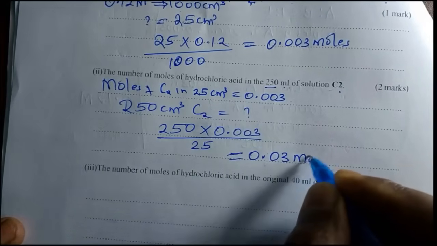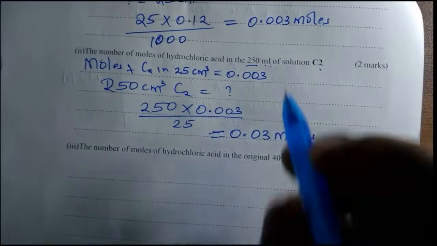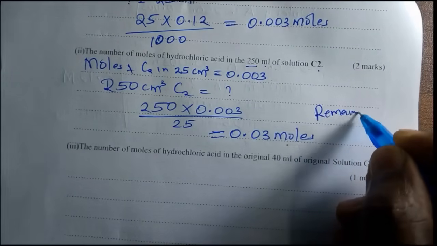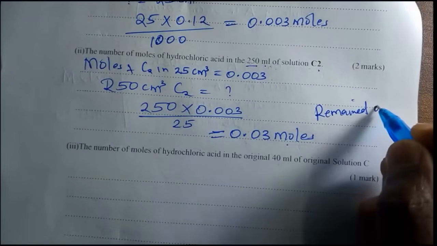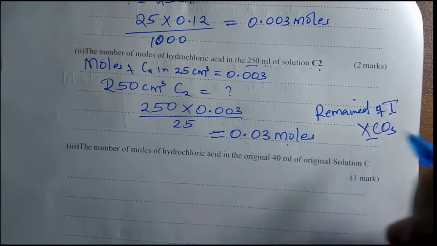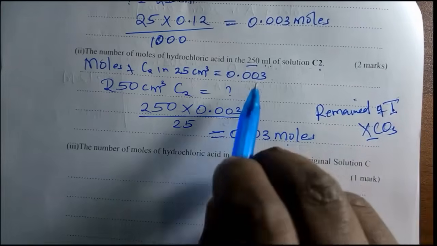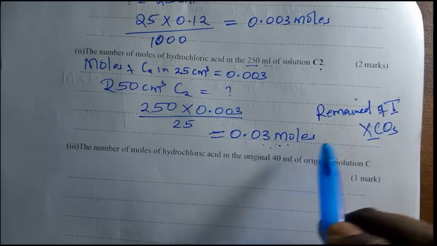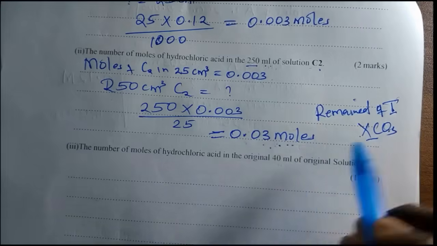Now this is the number of moles that remained after reacting with solid T, the X carbonate. This is the number of moles of HCl that remained after reacting with the T.